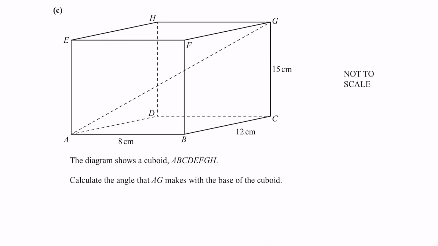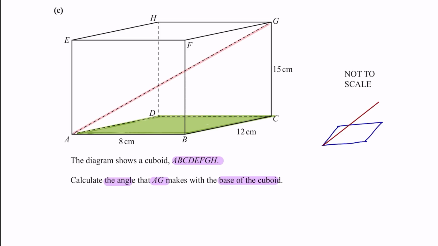The diagram shows a cuboid ABCDEFGH. Calculate the angle that AG makes with the base of the cuboid. This is the base of the cuboid, and this is the line AG. So imagining just this, they want you to find the angle that AG, which is this line, makes with the base of the cuboid. We're going to have to come up with a triangle for questions like this, meaning that we'll connect the point G to the base of the cuboid where it lands at C.